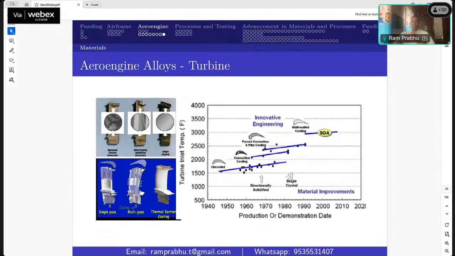Let's say I put a cooling channel inside to minimize the thermal concentration or the thermal gradient. I can push the temperature limit further. This is one innovation that happened in the field of turbine blade technology.